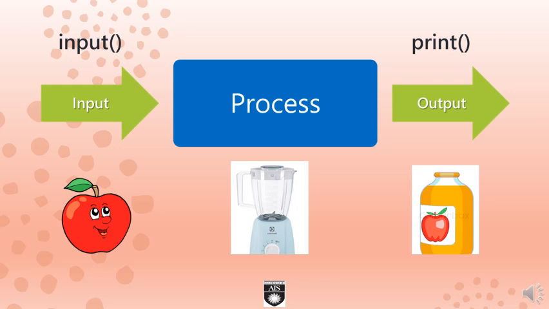Children, don't you love delicious juices in the hot summer days? Yes. Let us take this example to understand the input, process, output cycle. Over here, what is the input? As you can see, the input is the apple. The process portion involves the mixing of the apple in the mixer grinder, which will give the result as the delicious juice as the output.